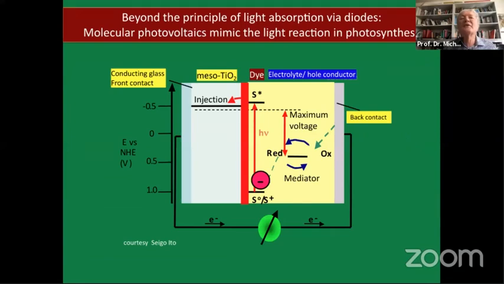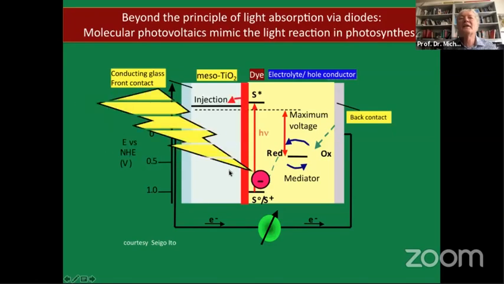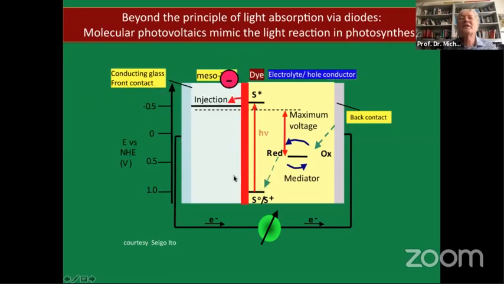And so I will just start that in this reaction for you. Light comes in, electrons get excited, they get injected, collected, they have to be taken back to the dye. So we need a redox couple or a hole conductor that takes the electron from the back contact back to the dye. Otherwise, we deplete the dye in no time.